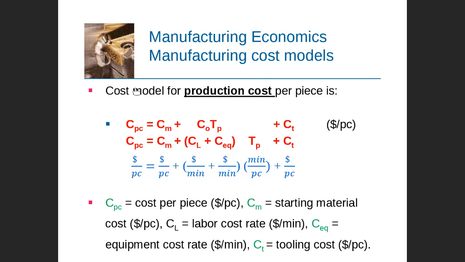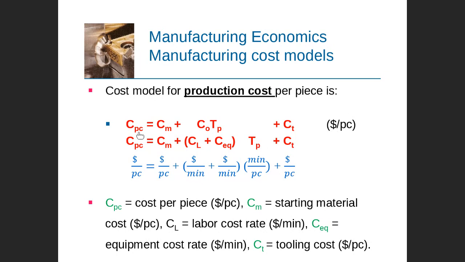We are still talking about the manufacturing economics, and this is the cost equation. I remind you what we were discussing last time. This is the cost equation, and we said that the cost equation CBC, which is dollar per piece, is for one piece. We're focusing on one piece, so dollar per piece.